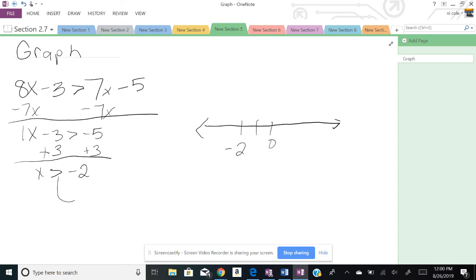And I can come here on my number line and find 0, -2. This tells me it is open, so I'm going to draw an open circle. X is greater than -2, so I'm going to go this way, and it's going to be a nice dark line on your computer screen.